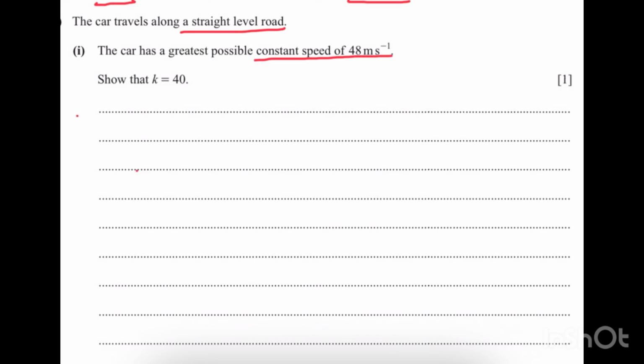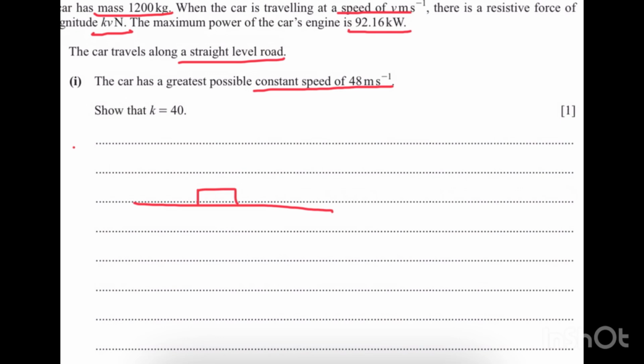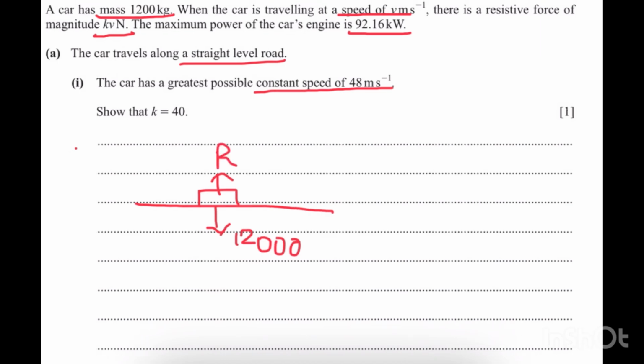So let's draw a diagram first. This is the straight level road. This is the car. It has a mass of 1200 kg, so that means it has a weight of 12,000. This is R. They have given us the maximum power of the car, which is 92.16 kilowatts, and that means that is 92,160 watts.